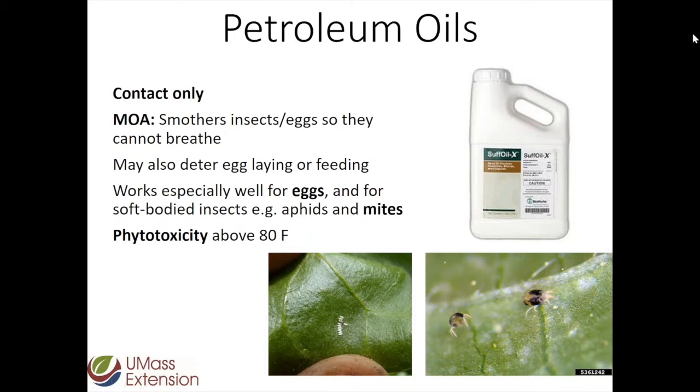Are there any questions so far? Someone just asked about insecticidal soap, but I think that's the next slide, right? Yep, cool. The only question so far.